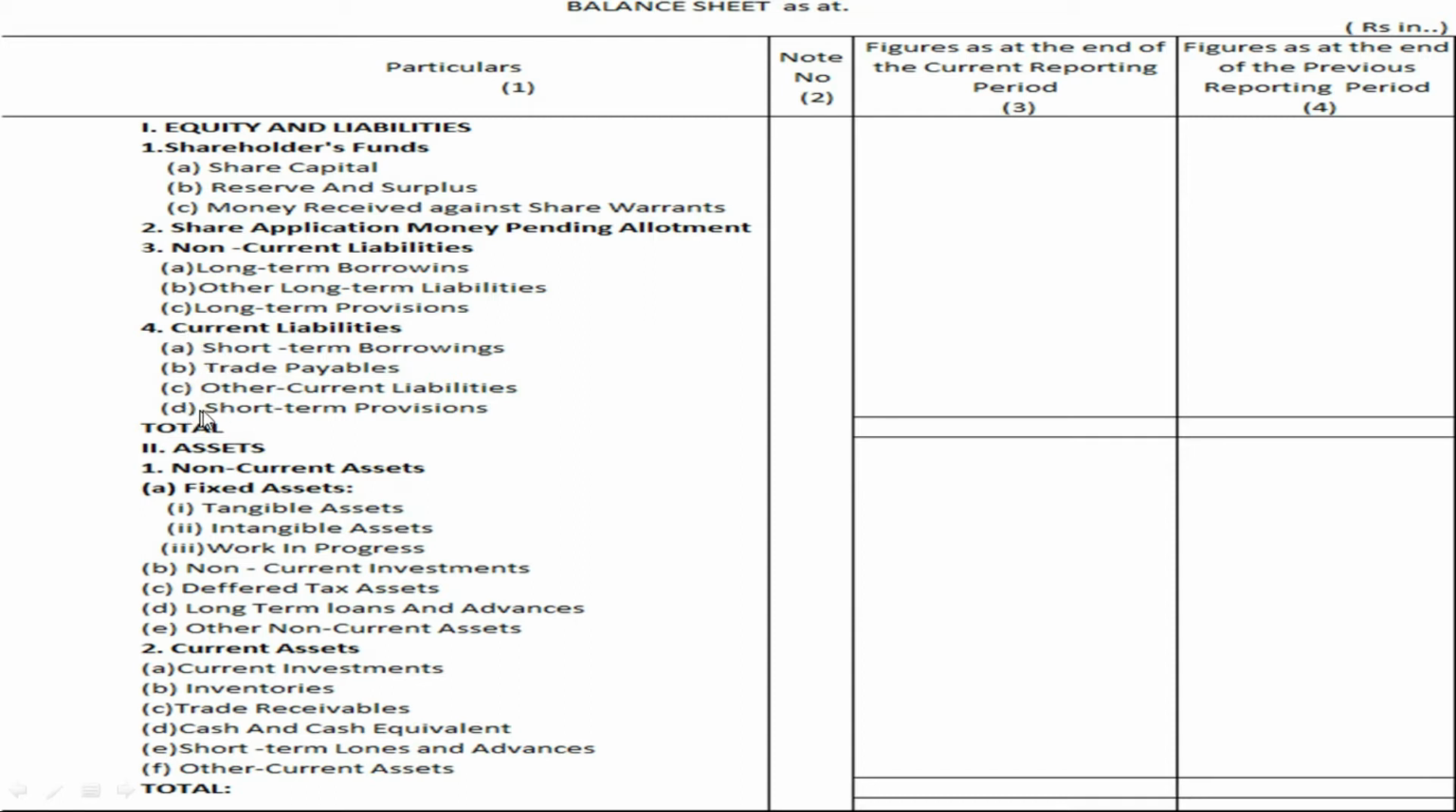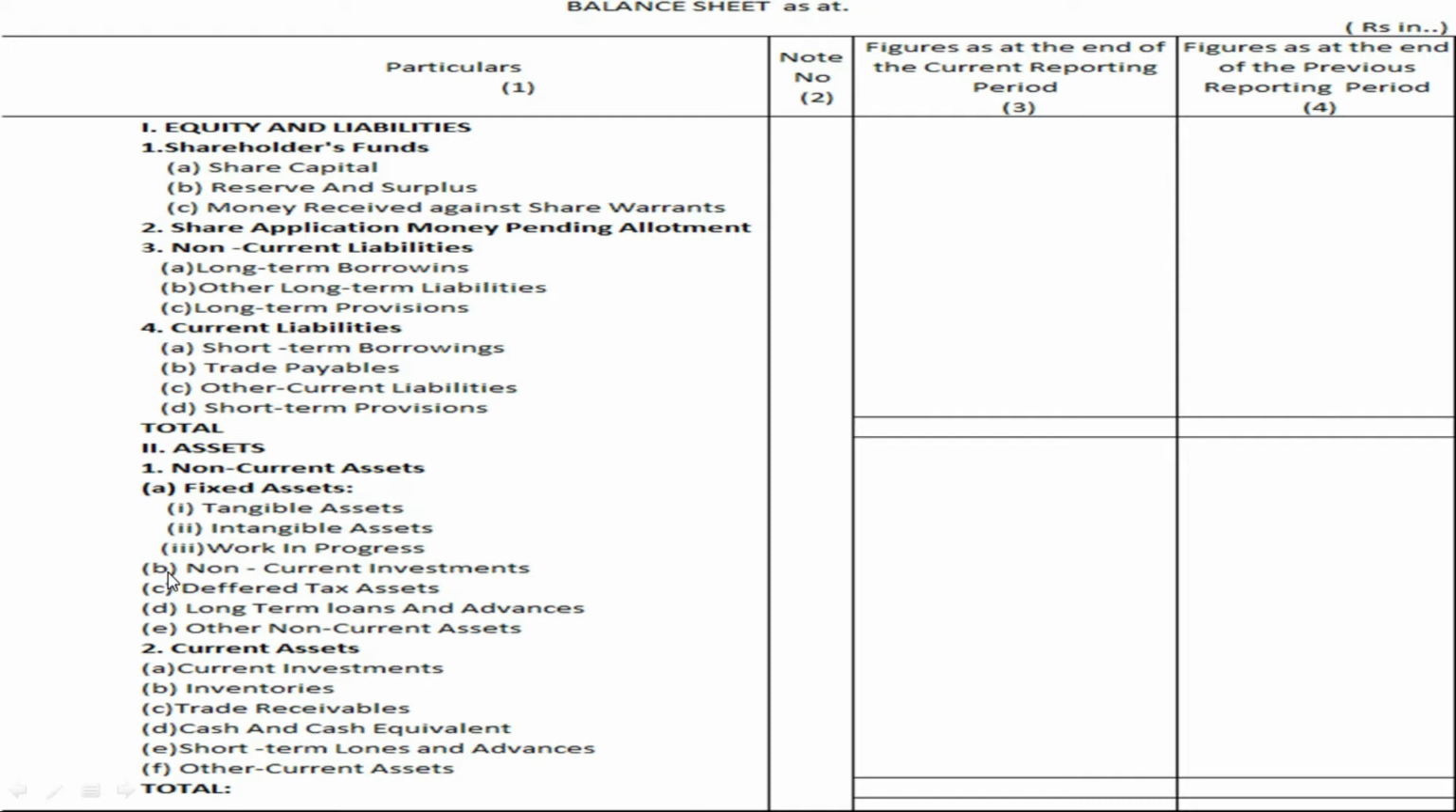Next to that we do the totaling of equity and liabilities, and then we write assets, because it's in vertical format. So in assets, the first heading is non-current assets. Under non-current assets, the first thing which comes is fixed assets. Fixed assets are tangible assets, intangible assets, capital work in progress, intangible assets under development.